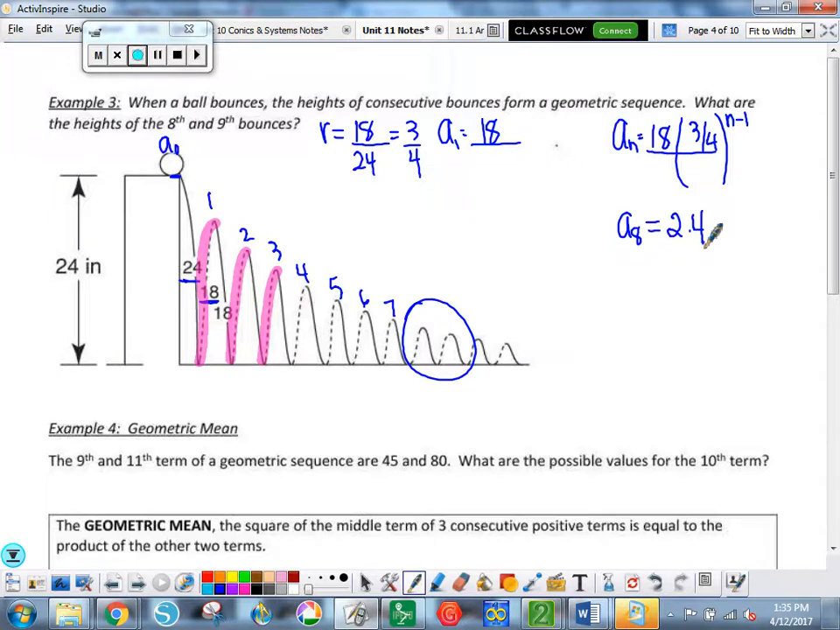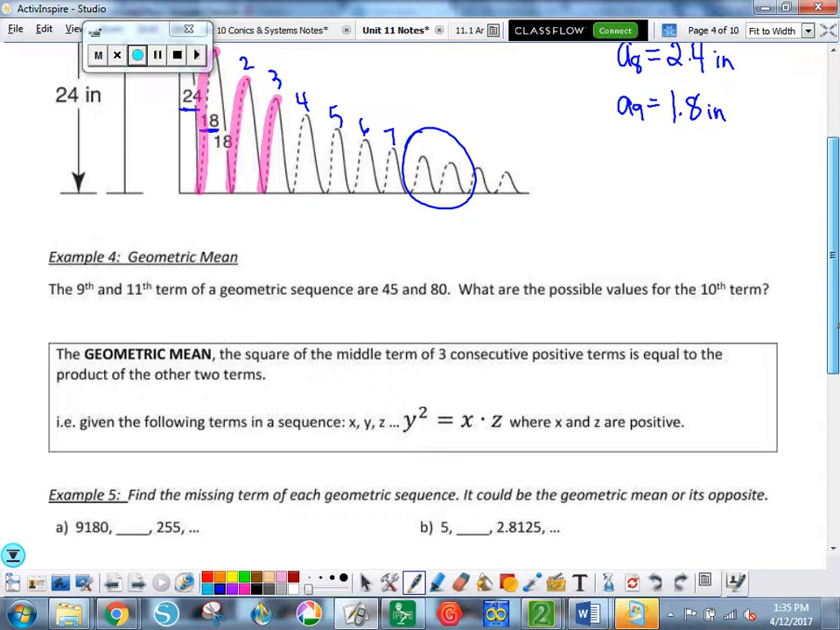Okay. If I want the ninth term, 9. What do we get? What? 1.8-ish inches. How do you feel about it? Good, almost done.